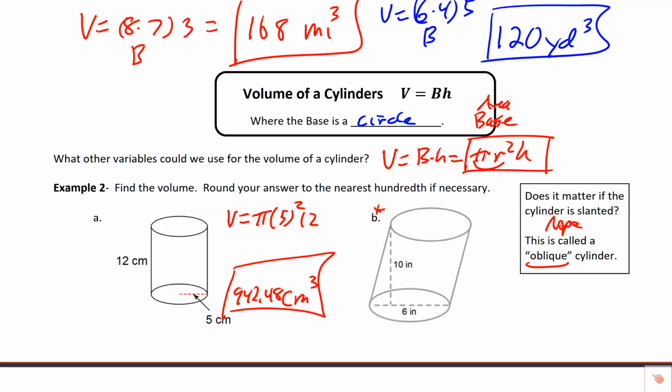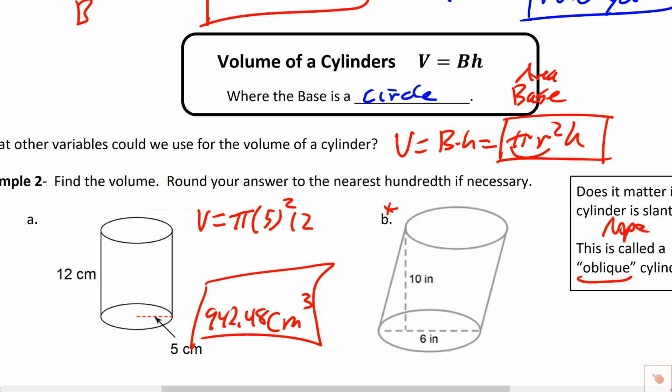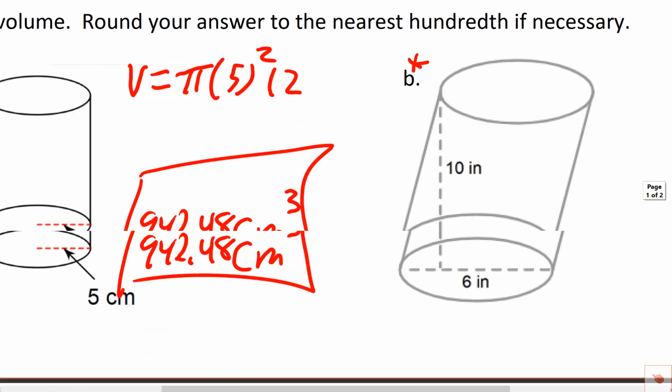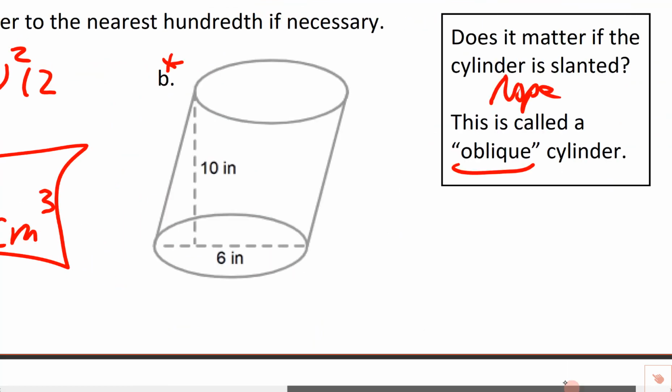Okay, Sai, what'd you get? 98. And that would be in inches cubed. Is that right? Okay, was that right? No. Okay, how many got that? Oh, come on. Nobody else?